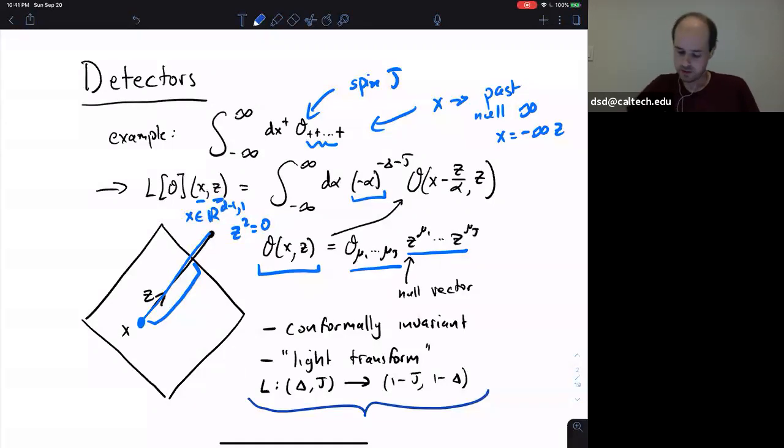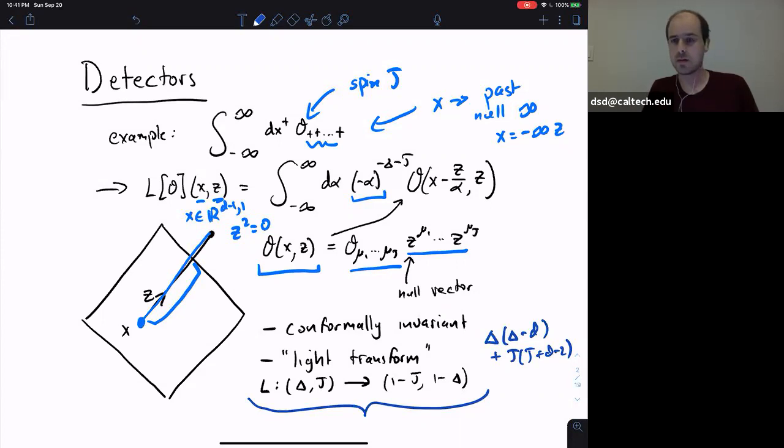And you can check for yourself, if you like, just as a sanity check, that if you compute the Casimir of the conformal group, so that's delta times delta minus d plus j times j plus d minus 2, then this is actually invariant under this transformation. And so it has a chance of being a conformally invariant transform. Okay, so that's some useful language for us that will come back again.